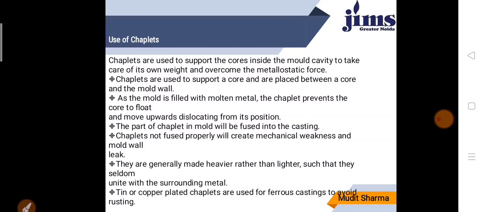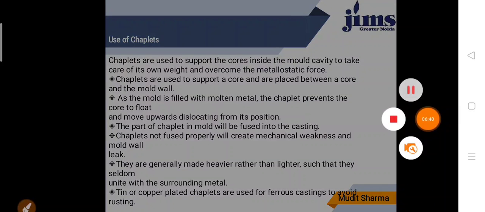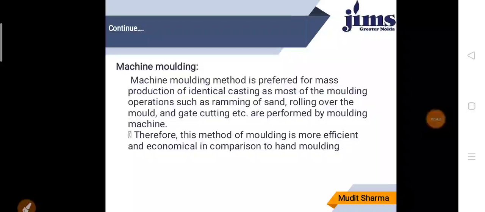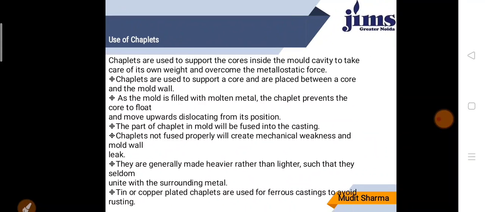Now there is another topic, chaplet. Chaplets are metallic objects used for supporting a large and odd-shaped core which cannot be adequately supported by its own core print. They are placed in the mold between the mold face and the core. As the mold is filled up with the molten metal, the chaplets are surrounded by it. Chaplets are used to support the core inside the mold cavity.